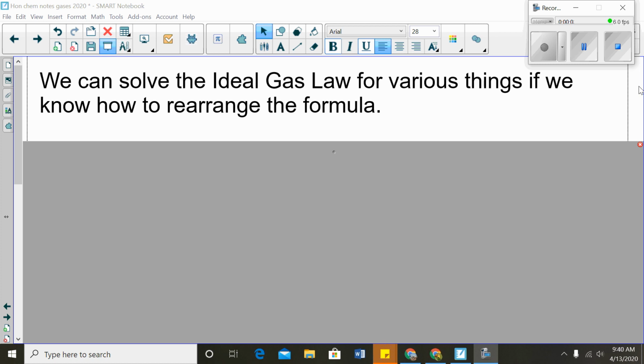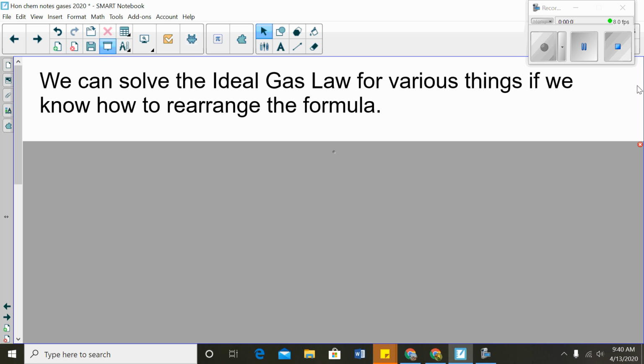Okay, this is chemistry, continuing with our gases unit. So in this lesson, I'd like to show you how to solve the ideal gas law for various things if we know how to rearrange the formula. And the various things I'm talking about will be molar mass and density. So we're going to start this lesson with rearranging for molar mass.